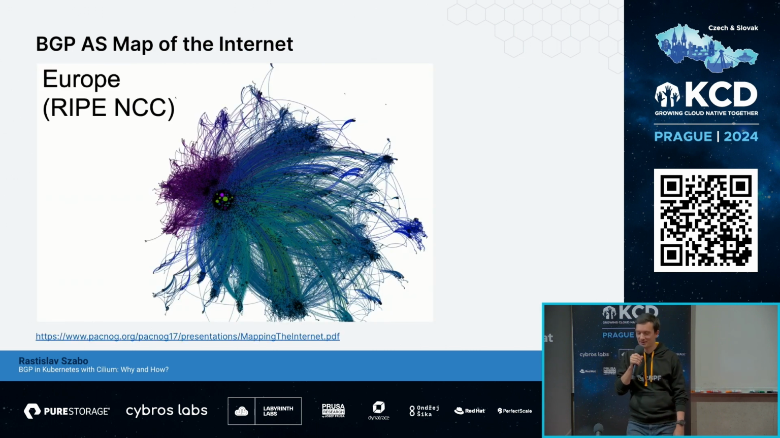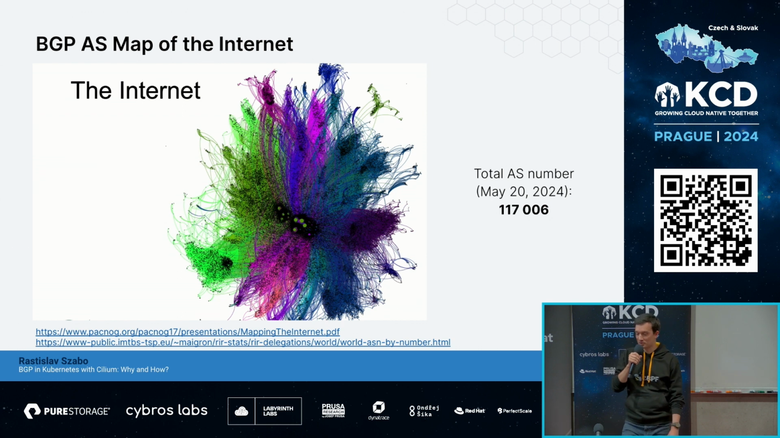It's many of them. This is a map of autonomous systems in the European part of the internet, which shows individual autonomous systems and how they are peered together. And this one shows the entire internet. Altogether, right now we have more than 117,000 autonomous systems in the internet.